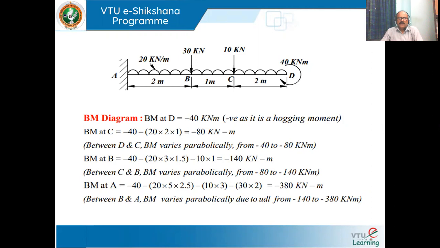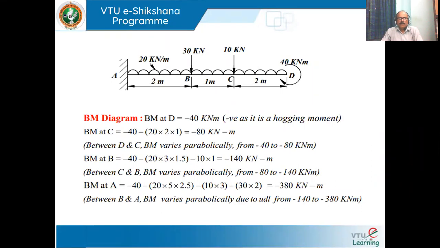In addition to that, we have a clockwise moment because of the 10 kilonewton. That is minus 10 into 1, that is minus 10 kilonewton meter. So if we add all that, what will we get?